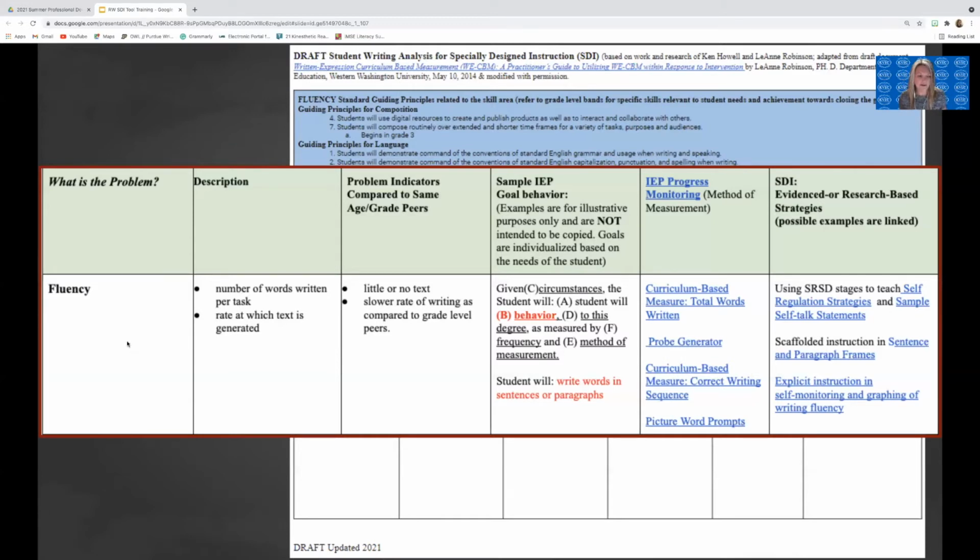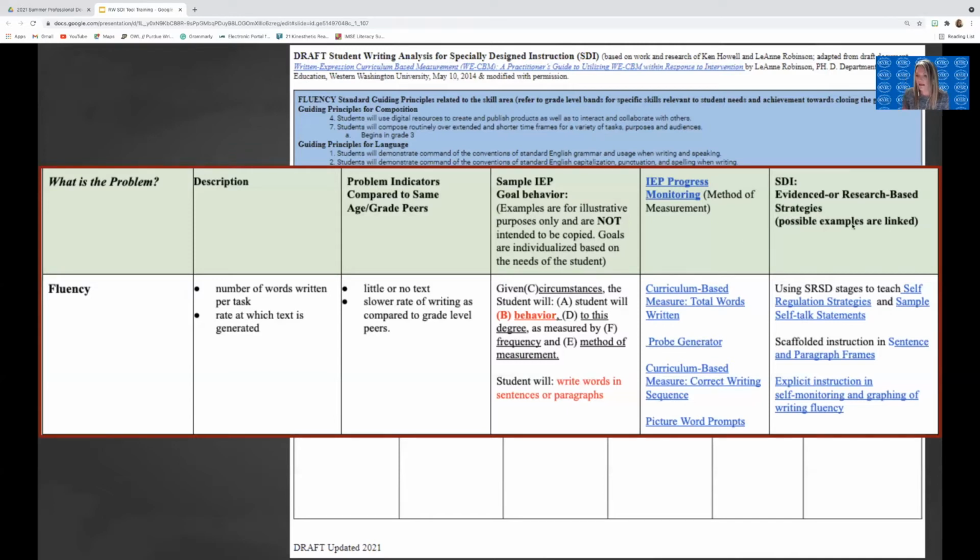After you determine what category it is, then when you go to write your goal, it's going to match the fluency. And this goal is just an example. Make sure that you use your data and individualize it for your student. After you get your goal written, the next column is for your progress monitoring, your methods of measurement. When they're blue, they're live links. They will take you to these CBMs and these probes. You can look at those and print them off however you want to use them.